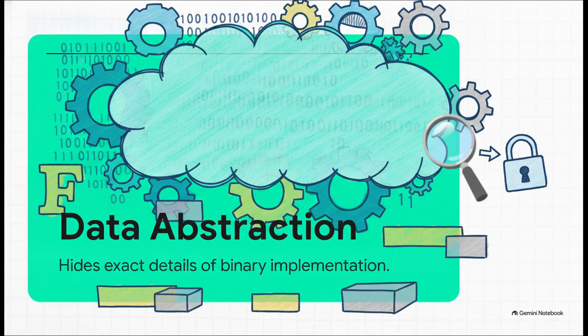Building right on that, we hit another critical keyword, data abstraction. Just like functional abstraction hid the messy details of operations, data abstraction hides the exact details of how things are implemented in binary. For instance, you don't really need to know how a floating point number is represented in binary just to use it, right? OOP takes this a step further, letting programmers define their very own, complex, abstract data types.